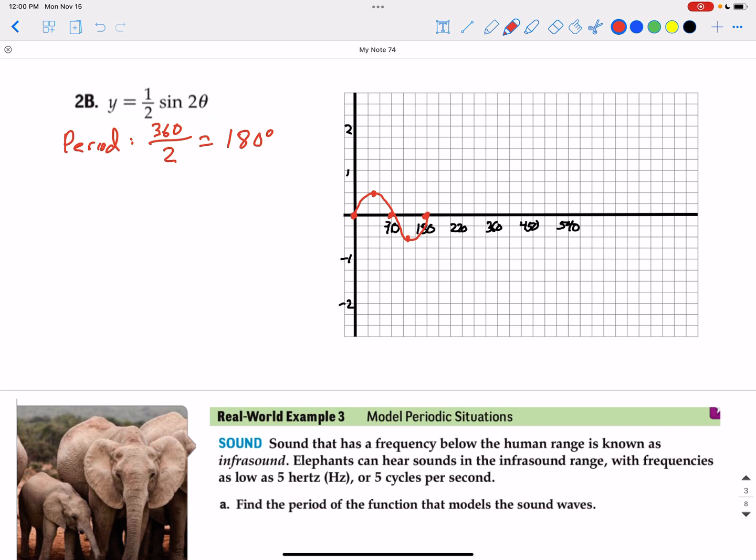If I want to make a second period, I'll go to 360 and then the midpoint will be at 270, when it hits the x-axis again. The high point will be halfway between 180 and 270. The low point will be halfway between 270 and 360. So here is the second full period, and I can choose to do that as many times as I would like to.